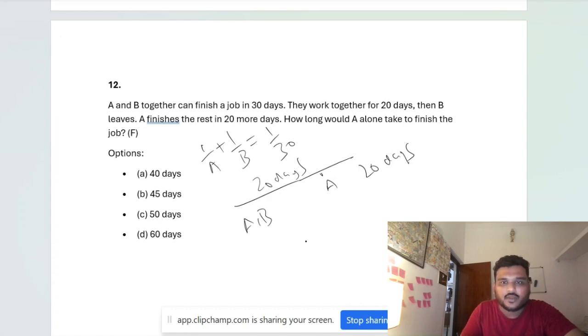A and B together do 1 by 30 work in one day. In 20 days they did this much work, two third. So one third work is remaining. Let's say A takes X days. A does this much work in a day and it took 20 more days. So A will be 60. Again, very easy question.